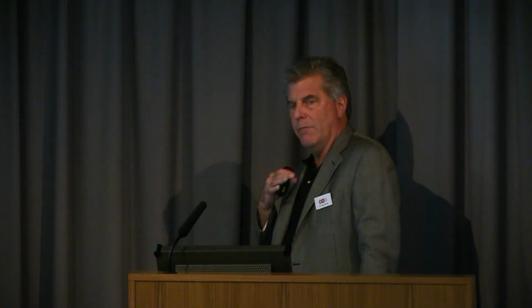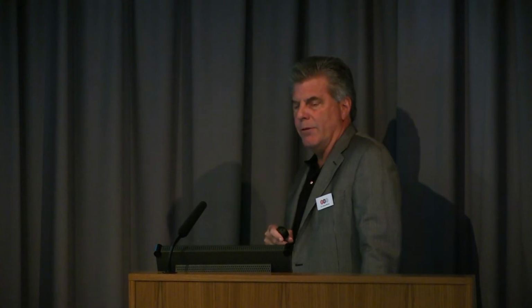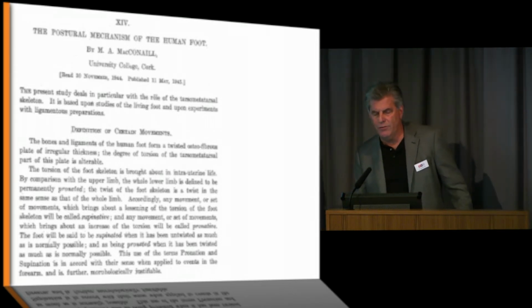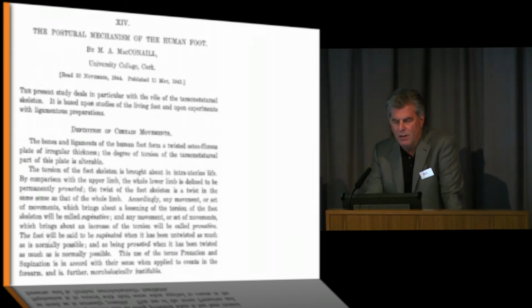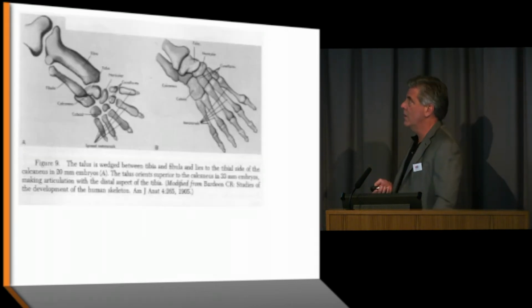and if you love reading great prose and great text, particularly from Irish, this is a great paper to read. And the first paragraph says it all. He says, the bones and ligaments of the human foot form a twisted osteofibrous plate of irregular thickness. The degree of torsion of the tarsometatarsal part of the plate is alterable. The torsion of the foot skeleton is brought about in intrauterine life. And then he proceeds to describe in detail his anatomy studies of these specimens.